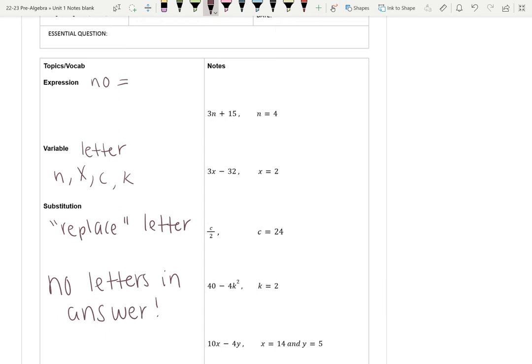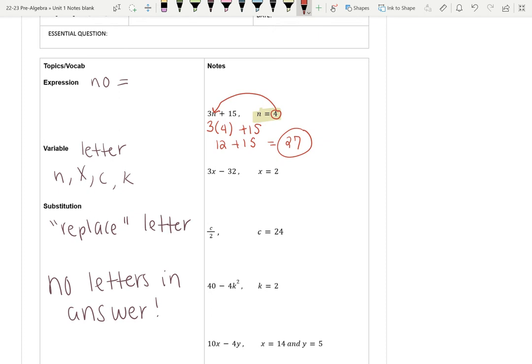Okay, so if we have 3n plus 15, and it's when n is 4. So what this means is that this n is 4. This 4 is going to go right here where this n is. So this will become 3 times 4 plus 15. And then you just solve this. So when you're doing this, you should just get down to just regular numbers. So this would become 12 plus 15. And the answer to this is 27. So that's your final answer.